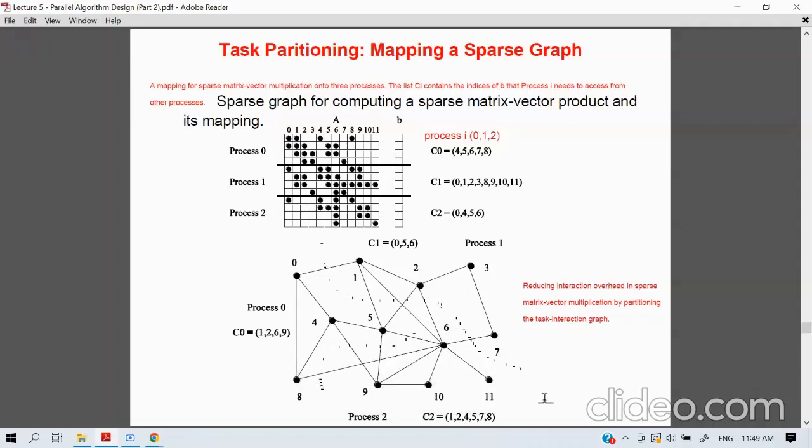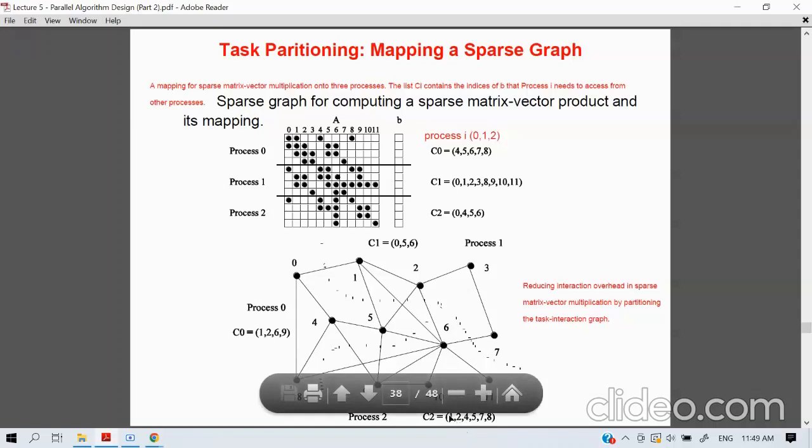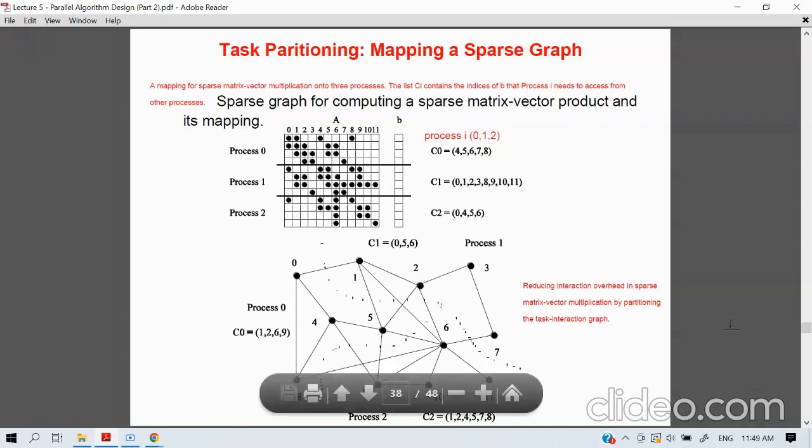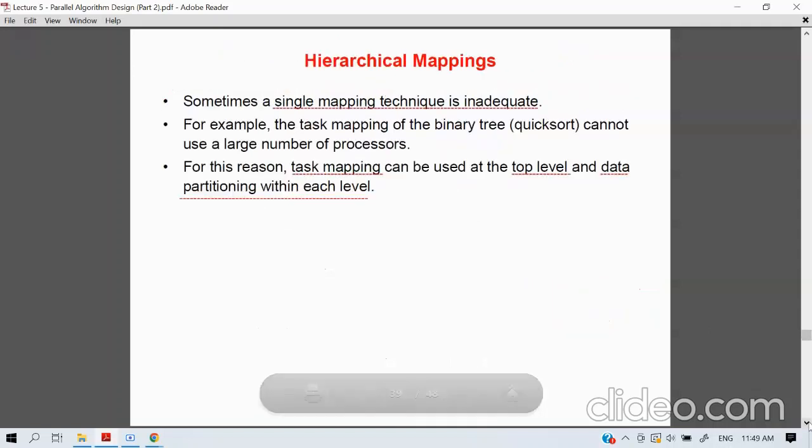The same goes for this example, 1, 2, 4, 5, 7, 8, 0, 5, 6, 1, 2, 6, 9 are the processes that are related to C0 or C1 or C2. All right, next one.